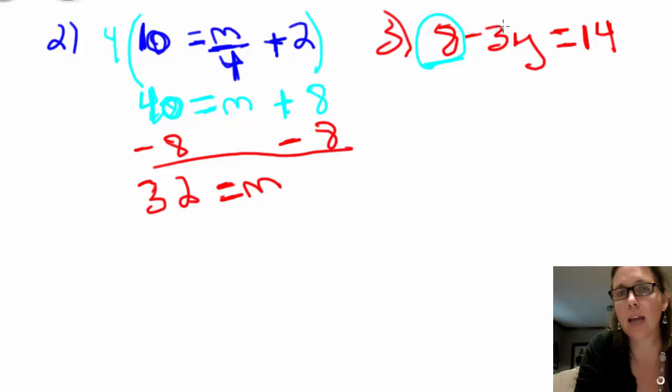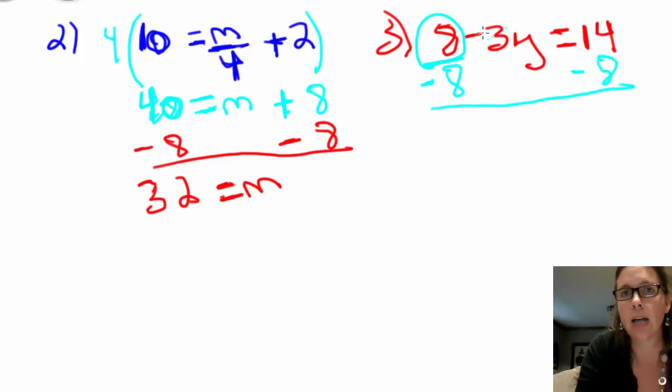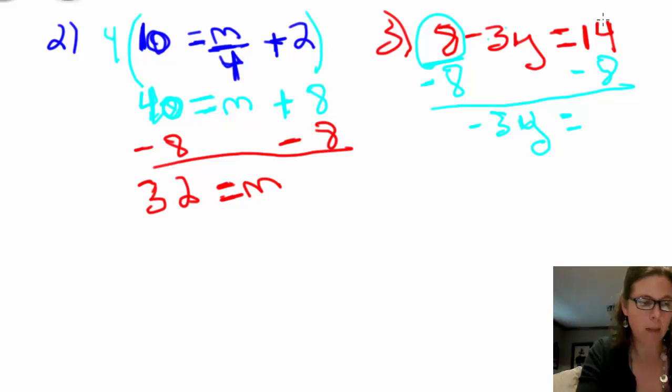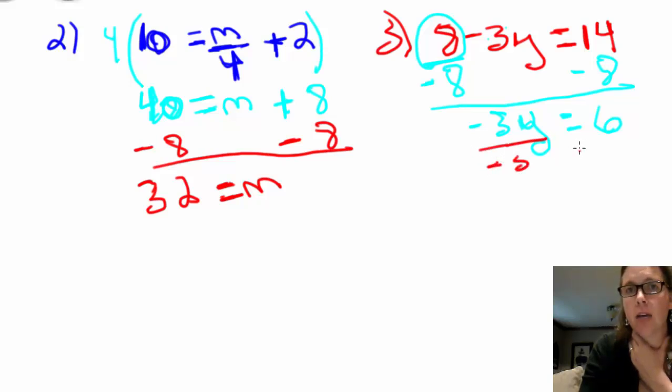This minus goes with that 3. It does not go with the 8. So this is a positive 8. Okay, minus 8, because remember, negatives and minuses are interchangeable. Okay, so then this is still negative 3y equals, and then it's just 14 minus 8, which is 6. And then now we're going to divide. We've still got to get y all by itself, so we're going to divide by negative 3.